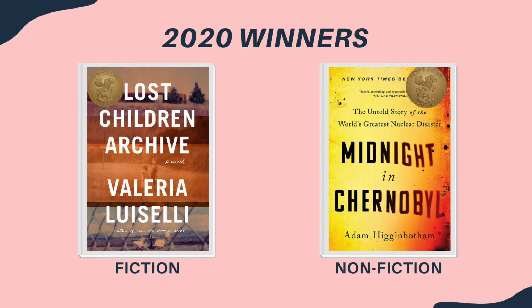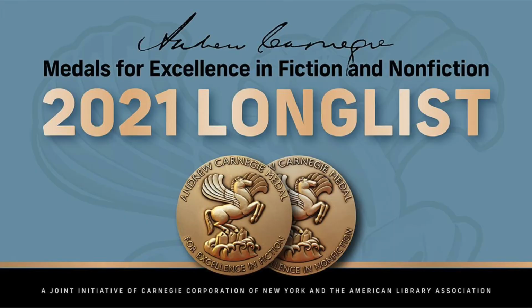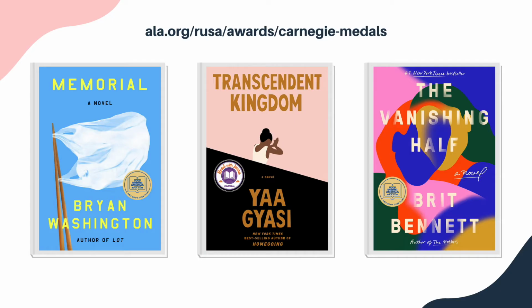The 2 winners last year were Lost Children Archive by Valeria Luiselli for fiction and Midnight in Chernobyl by Adam Higginbotham for nonfiction. Now on to the 2021 Andrew Carnegie Medals long list. As there are currently 46 titles nominated, I will just highlight a few titles. Memorial by Brian Washington, Transcendent Kingdom by Yaa Gyasi, and The Vanishing Half by Brit Bennett. To see the complete list of nominees, visit the link on this slide.